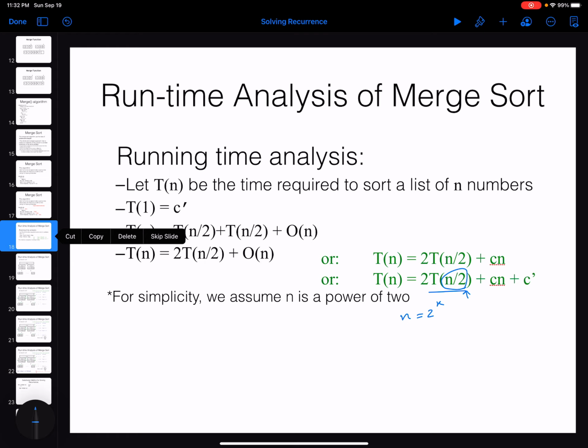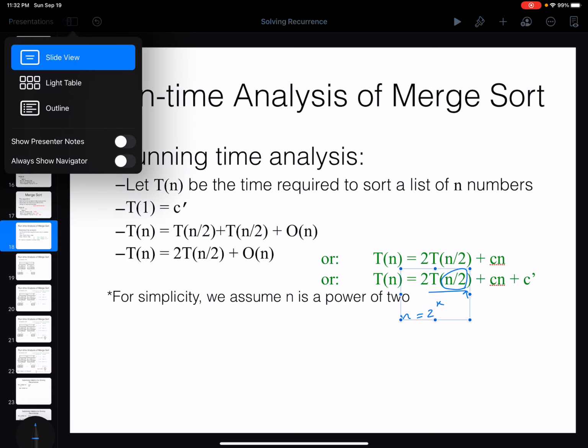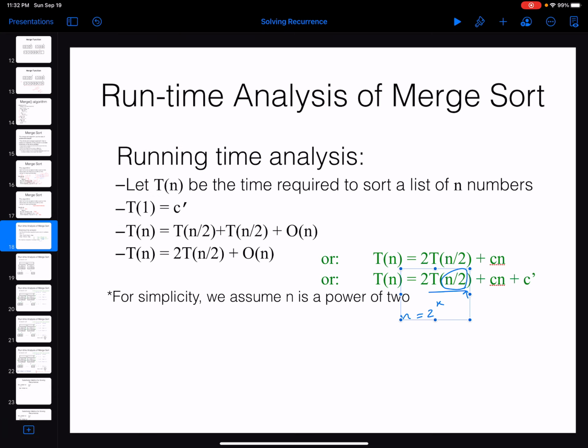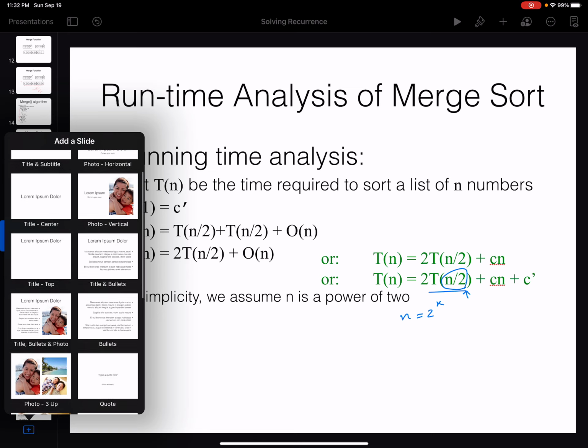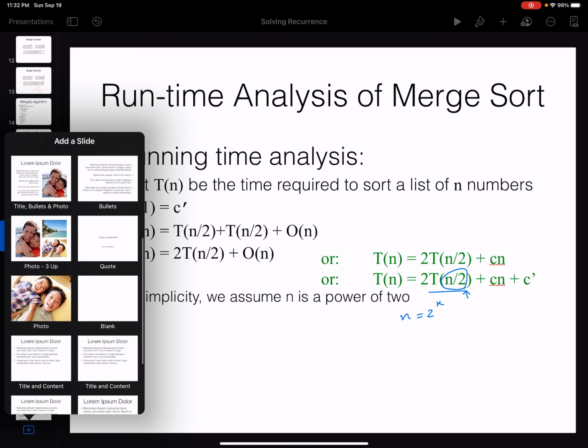Let me create a new slide. Let's just add an empty slide here.